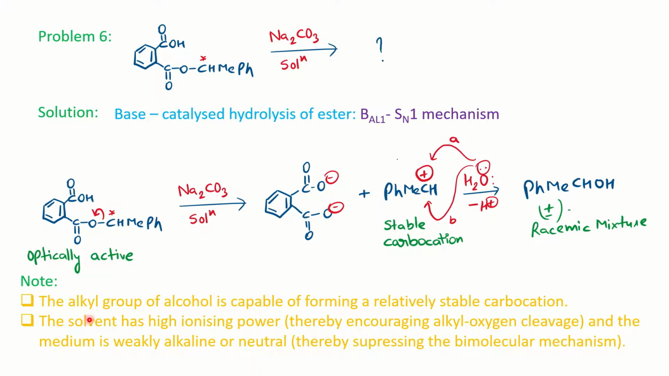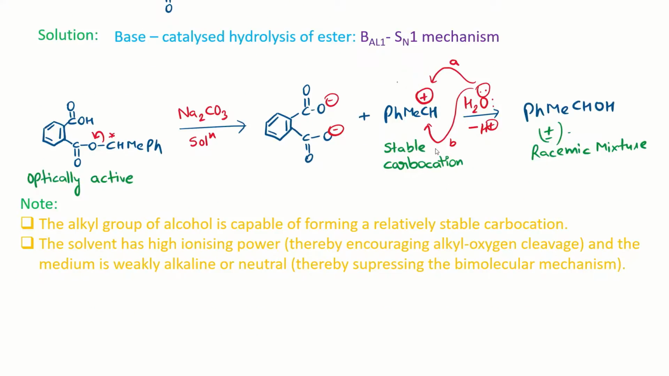Here, notice the alkyl group of the alcohol is capable of forming a stable carbocation. Therefore, the mechanism goes through SN1 mechanism, alkyl cleavage. And moreover, the solvent has high ionizing power, and the medium is weakly alkaline. Therefore, the mechanism is BAL1. So if you have a high ionizing solvent, then you can think of the BAL1 SN1 mechanism.